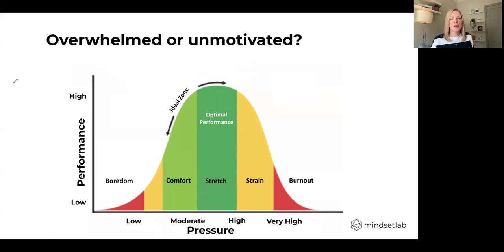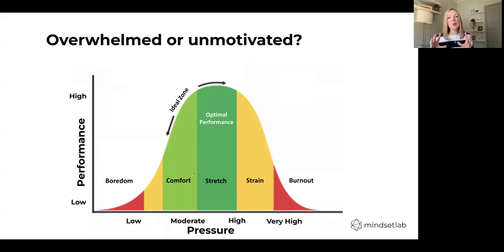Overwhelmed versus unmotivated. This is something that I hear from parents a lot, is that my teen is unmotivated. And I would agree that that is a big problem. I would say at least 50 to 60% of the teens that come and work with me will say to me, I really struggle with motivation. It's really common, something I hear lots.